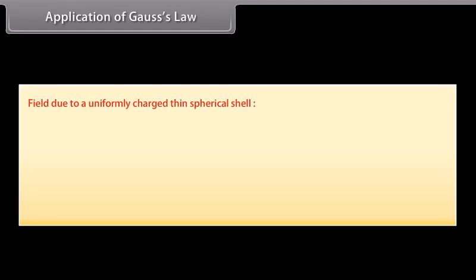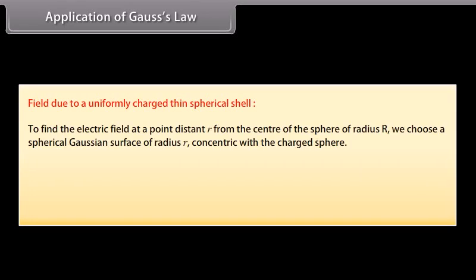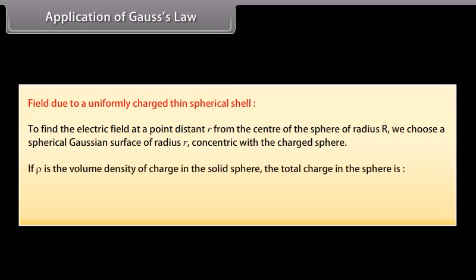Field due to a uniformly charged thin spherical shell. To find the electric field at a point distant r from the center of the sphere of radius R, we choose a spherical Gaussian surface of radius r concentric with the charged sphere. If rho is the volume density of charge in the solid sphere, the total charge in the sphere is given by Q equals 4 upon 3 pi R cube rho.